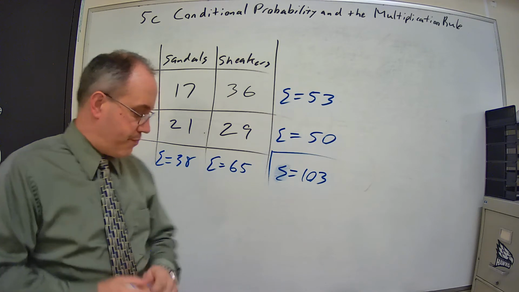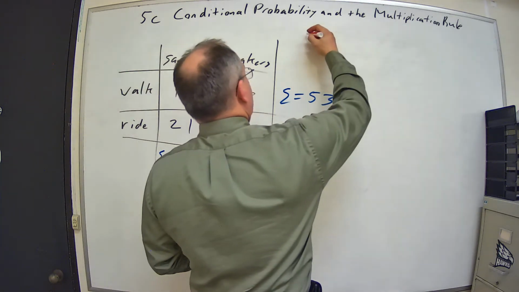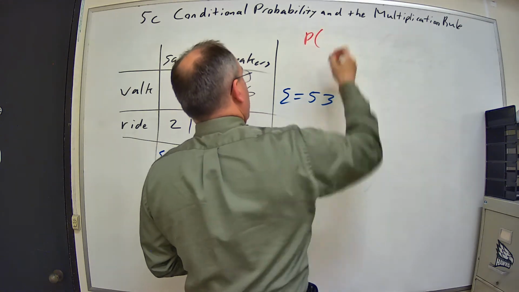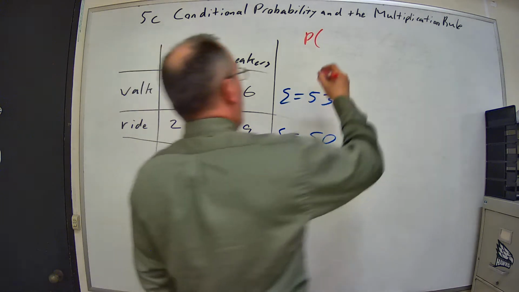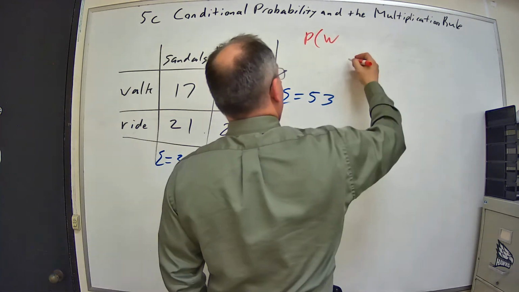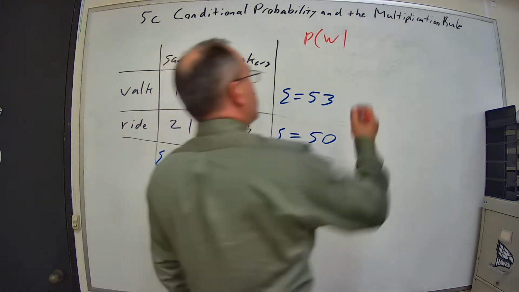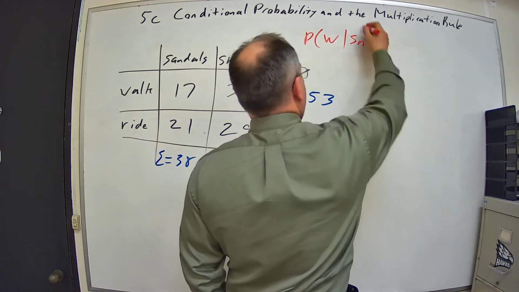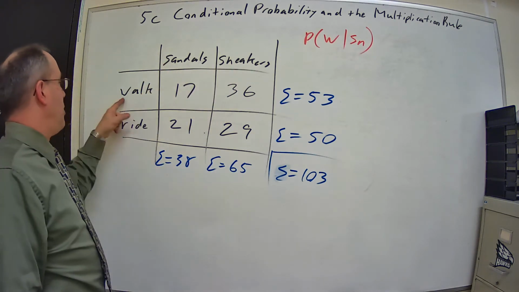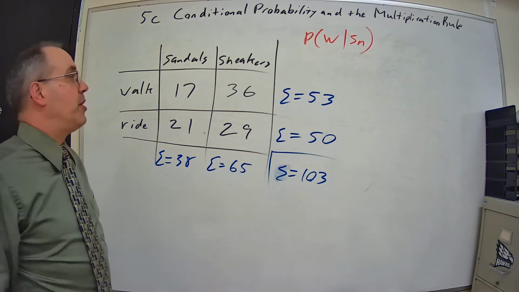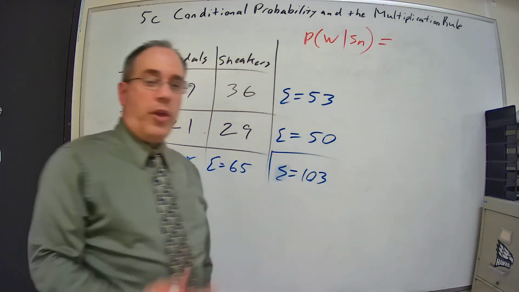Well, let's see. What is the probability that we randomly select a person who prefers to walk, given that we know they wear sneakers? I'm just going to do SN for sneakers, SA for sandal, W for walk, R for ride, just to make my life easier.